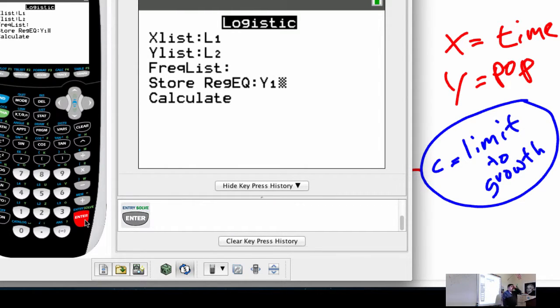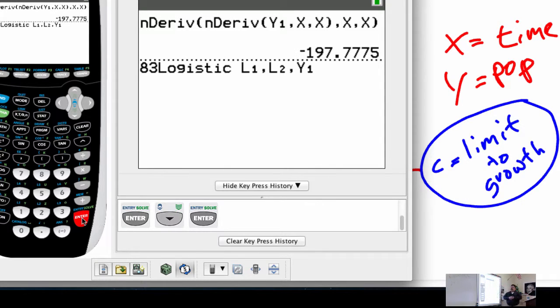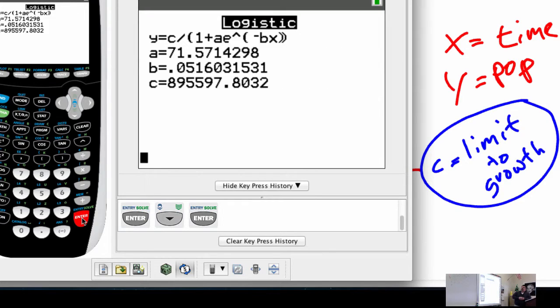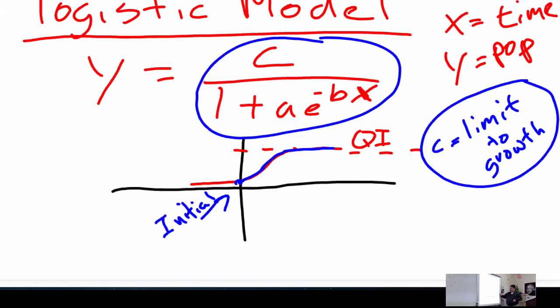Now if you have an older calculator, you could still do that. You could still hit y1, you go through the vars, put y1, and then hit enter, and then it will still store it for you. Now I'm going to go to where calculate is highlighted, and I'm going to hit enter. And then it says 83 logistic L1, L2, comma, Y1. And then it's done. Now what it's doing is it's giving me the A, the B, and the C value. So I've just found my logistic equation.